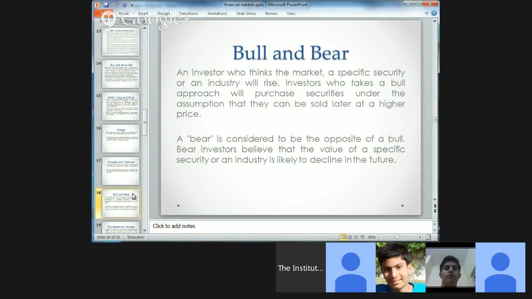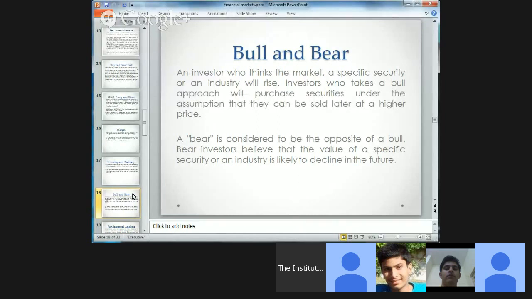There are many people who are going to lose their money, and the bear will be very happy. Oh, look, the market has crashed now. I will buy my shares. I will buy these stocks at a cheap rate, and I will sell them when they are high. So bulls and bears are investors in the market, one is very optimistic, one is very pessimistic.